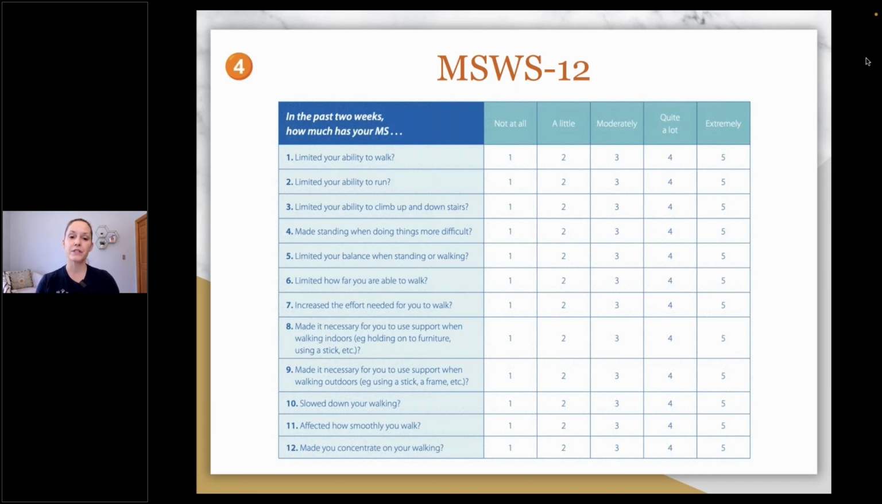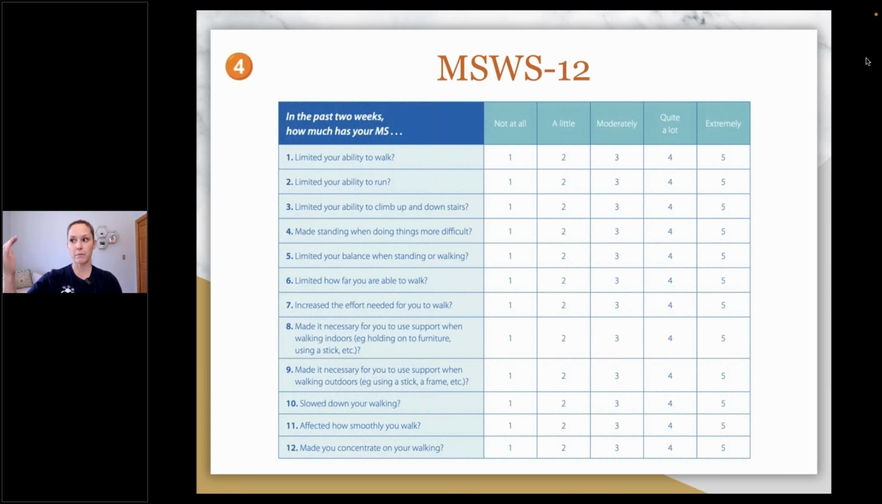But some examples of what this questionnaire might ask would be, in the past 2 weeks, how much has your MS limited your ability to walk? 1 would be not at all, 2 would be a little, 3 is moderately, 4 is quite a lot, 5 is extremely. Another example, in the past 2 weeks, how much has your MS limited how far you're able to walk? Another example, in the past 2 weeks, how much has your MS slowed down your walking? How much has your MS made you concentrate on your walking? So you're rating these 12 statements from 1 to 5.